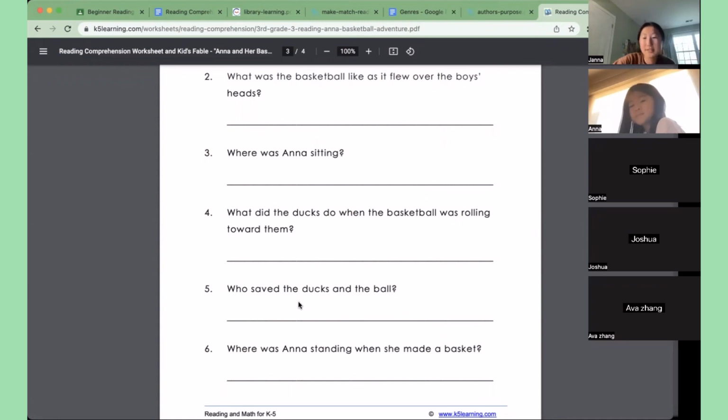Next, where was Anna sitting when she made the basket? Or standing, sorry. At the fresh line. Close. It starts with an F and it ends with a line. If you guys play basketball, you would know. I don't know if that's a good hint. Yeah, so she was throwing at the free throw line, and then she made it into the basket.